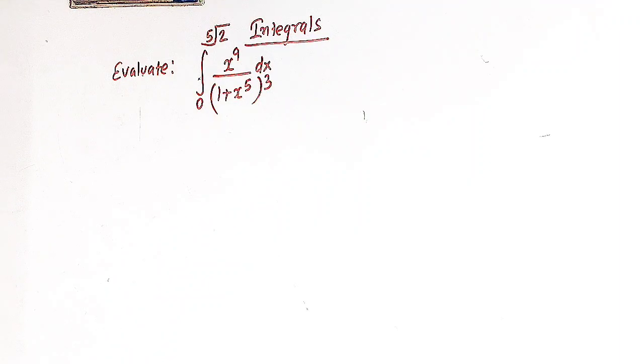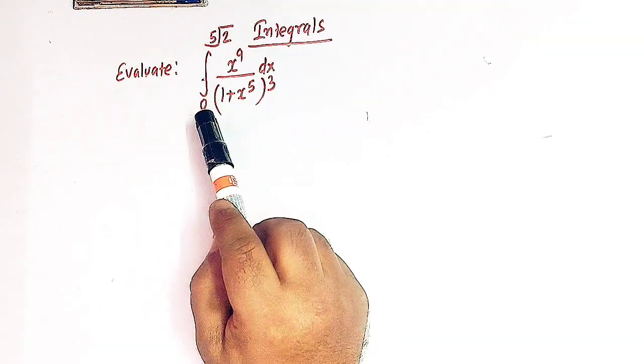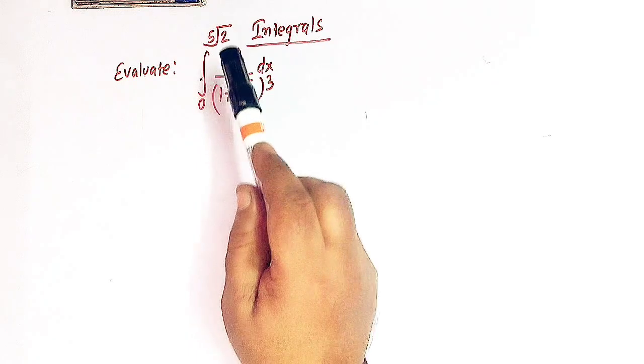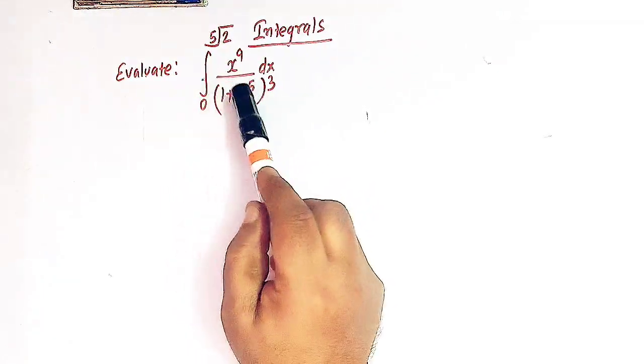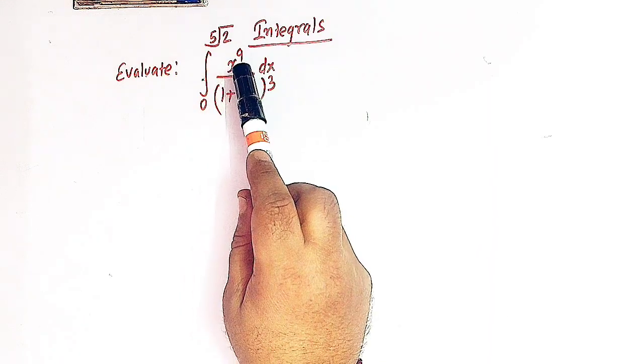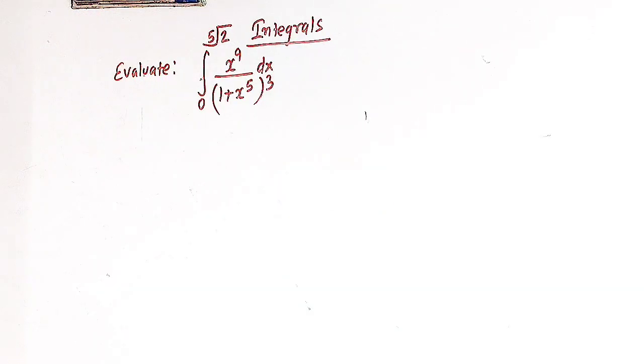Hello viewers, in today's class we are going to discuss one important problem from definite integrals using the concept of the integration by substitution method, right? So here we have a very important problem in which we have to evaluate this integral from 0 to the fifth root of 2, and the integrand is x raised to 9 divided by (1 plus x raised to 5) cubed, right? So let us start.